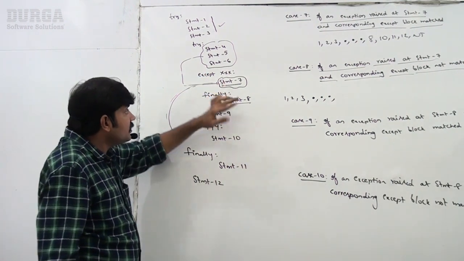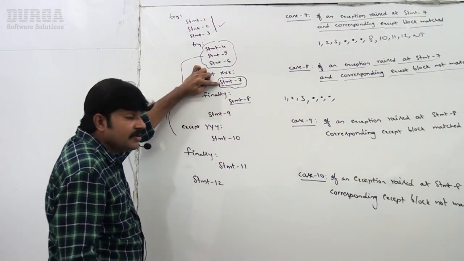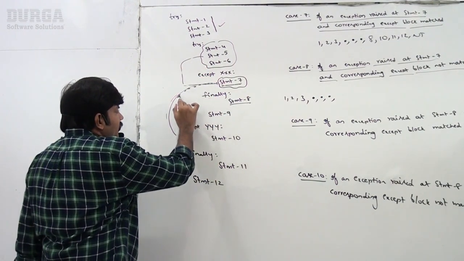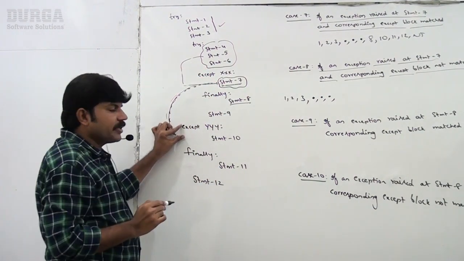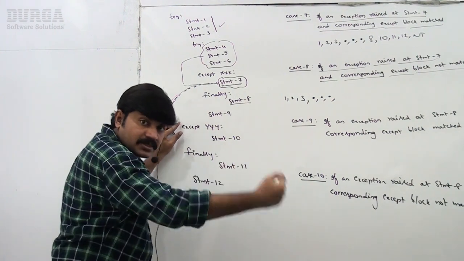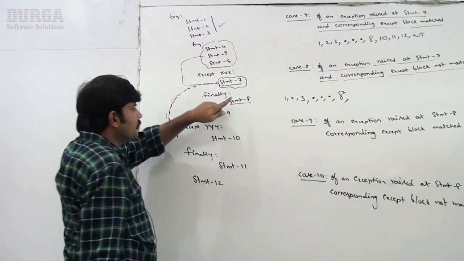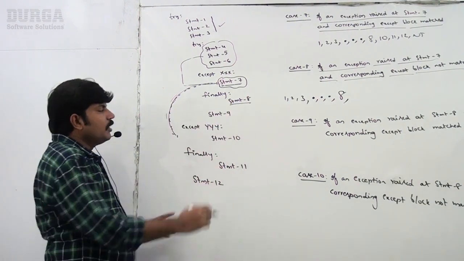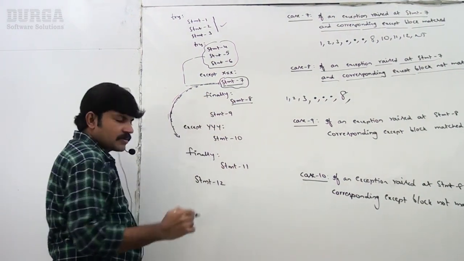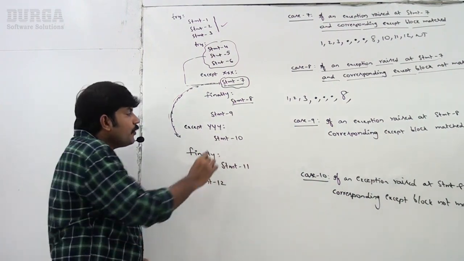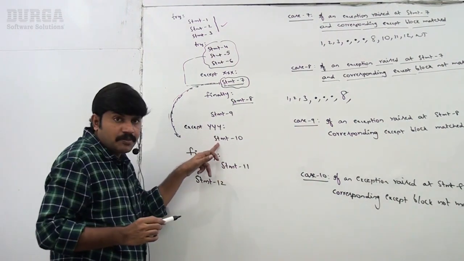But while executing 7, there is an exception. So immediately Python virtual machine will go for, sir, the corresponding except block. But before except block, compulsory finally will be executed. Finally block will execute. Now the control came to except block. But this except block not matched. If it is not matched, abnormal termination.